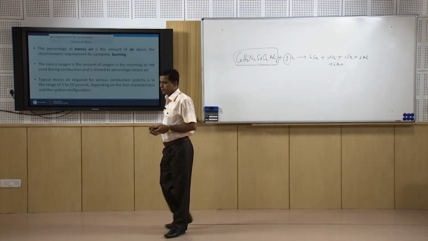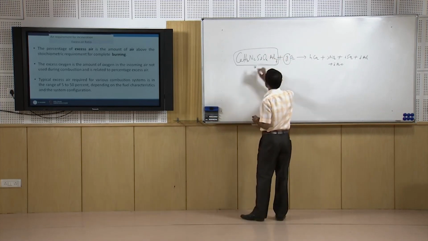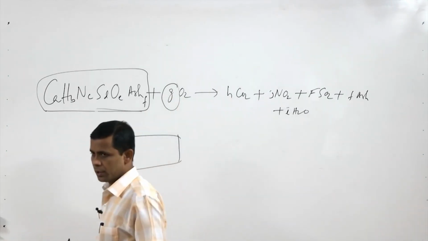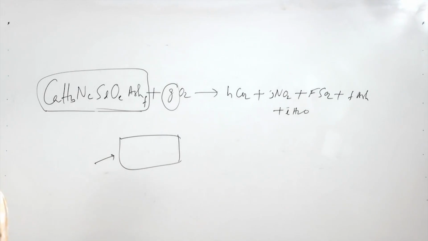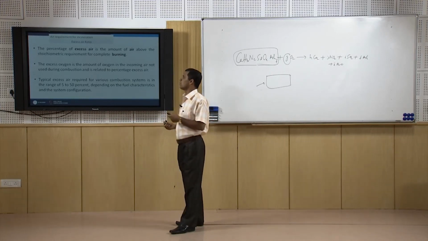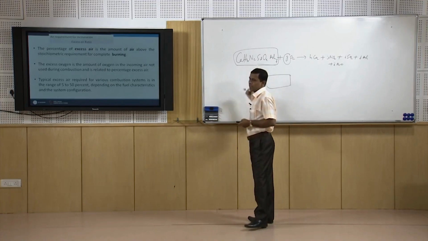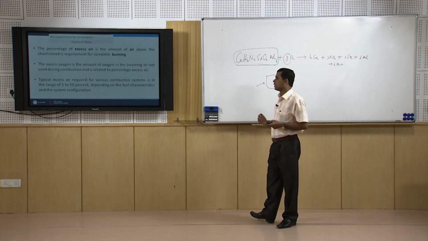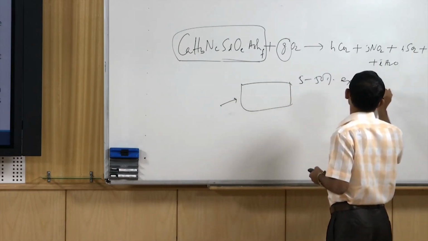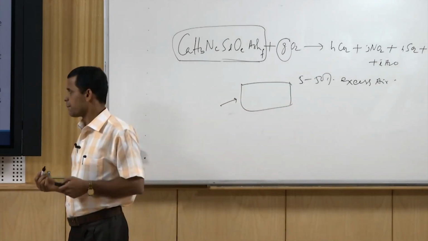Next, excess air. How can we calculate excess air? Obviously, the amount of oxygen which is supplied into the incinerator in addition to this stoichiometric requirement will not be used. So, that is excess. Excess oxygen is the amount of oxygen in the incoming air not used during combustion and is related to the percentage of excess air. So, how much excess is required for complete combustion? In practice, this is 5 to 50 percent excess air or oxygen. Normally, these values are used.